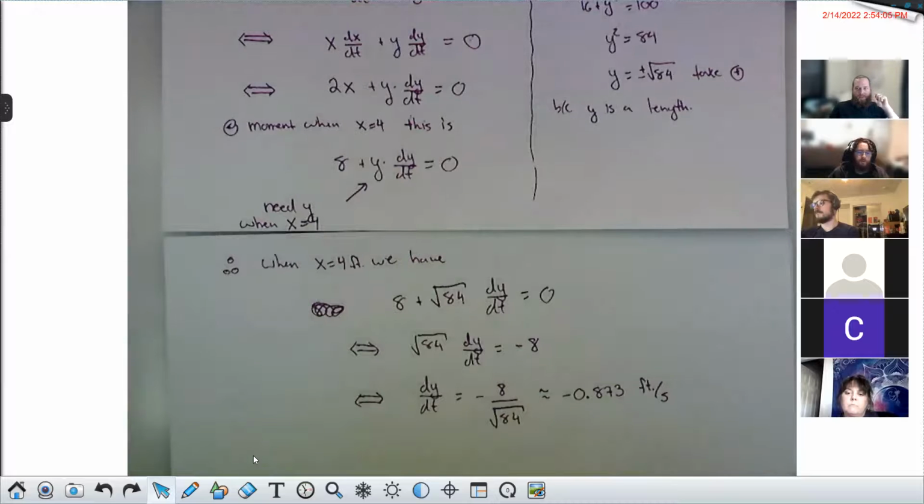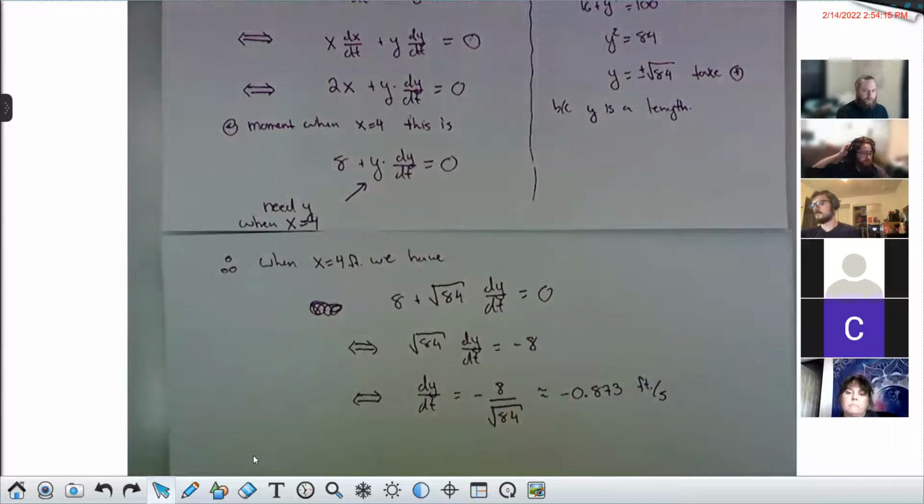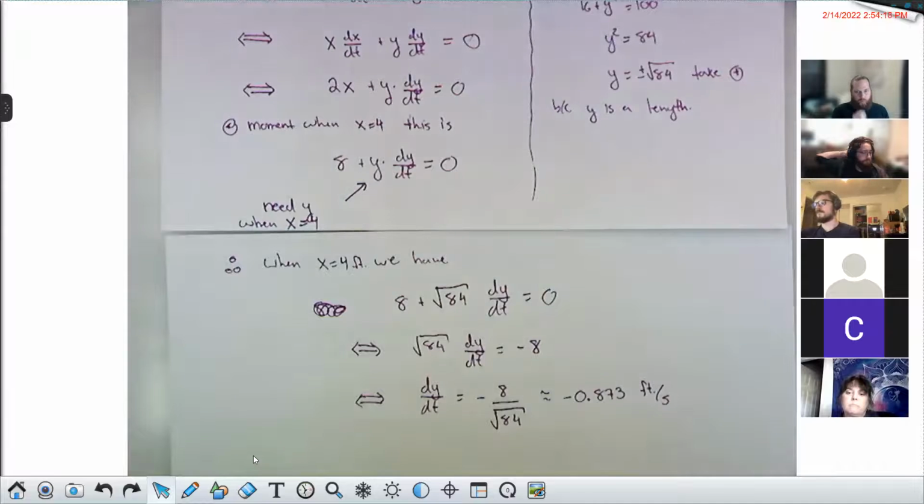Y is decreasing, right? That height, the distance from the floor to the top of the ladder, that vertical distance is decreasing. So we expect that dy/dt would be negative, and it is. And that can be a good intuition check. Did your derivative come out to at least the sign it should have? Does it have the units it should have?